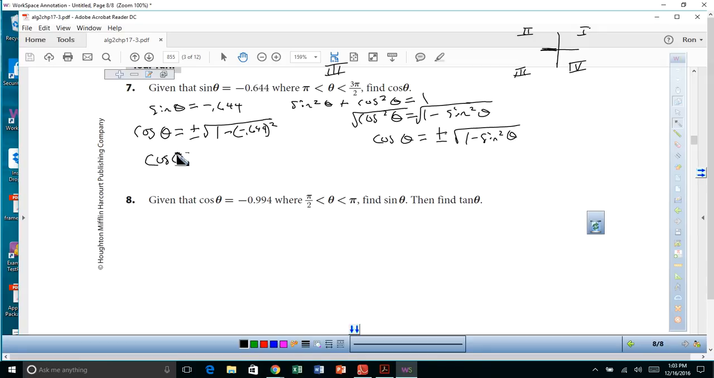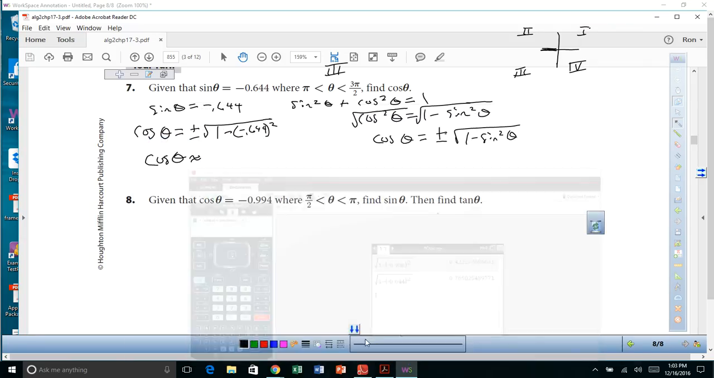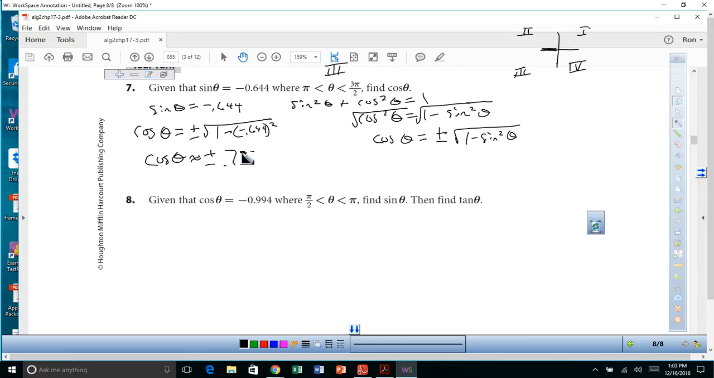And so cosine theta, and it's going to be approximate because it's going to be a long decimal. So we're going to have the square root of 1 minus, open parentheses, negative 0.644, close parentheses, squared, and that's 0.765. So plus or minus 0.765. Now we determined that it was here in the third quadrant, and x is negative in the third quadrant. So we're going to have cosine theta equals negative 0.765.